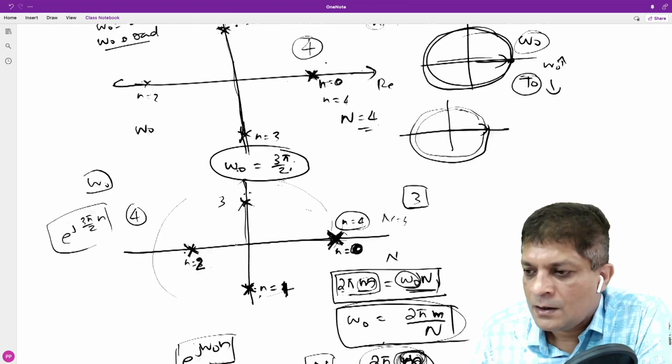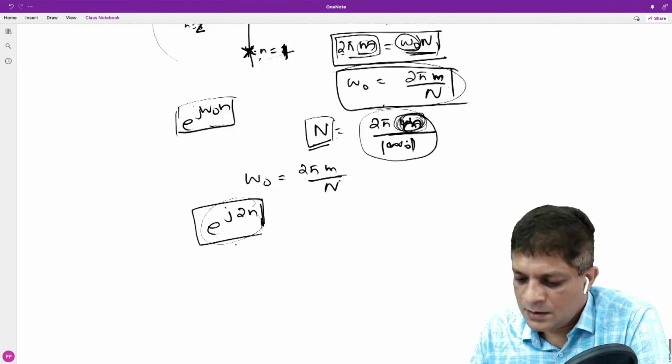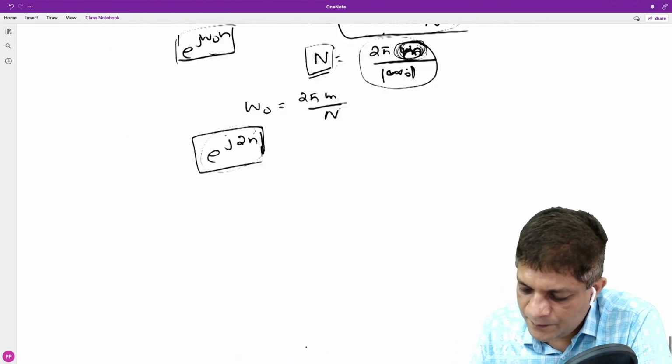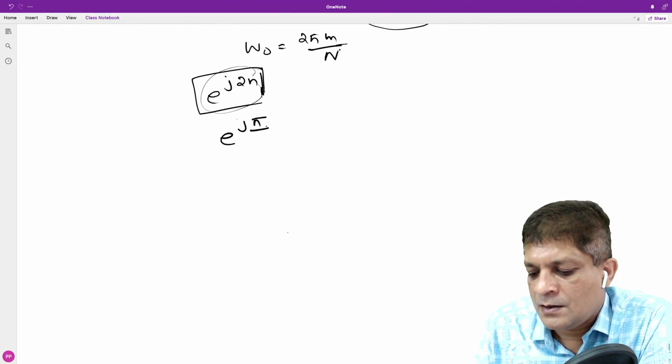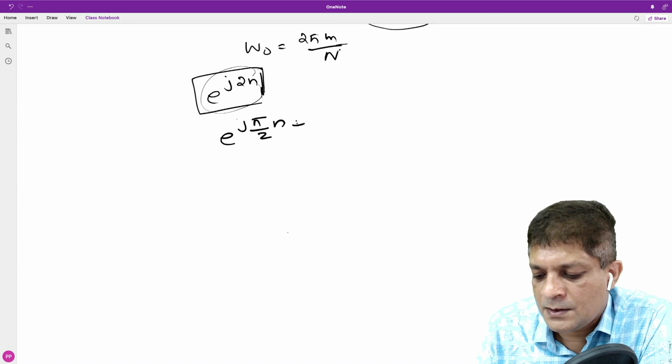Okay, let us discuss this phase shift also. E to the power j pi by 2 n plus pi by 4.